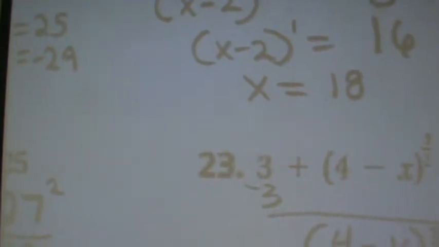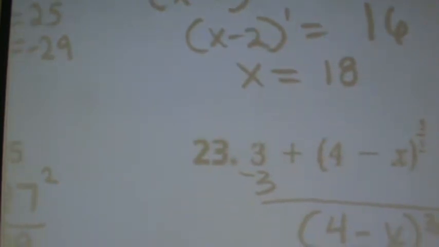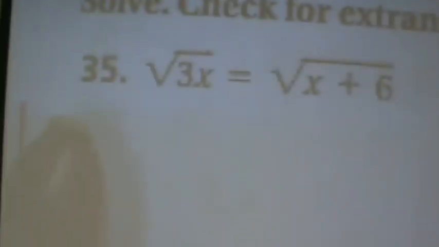Now, I'm going to skip 26, 27, 28, 32. I'm going to skip those 6. I want to go to the back side. Okay, 35. How do you solve 35? We did 35, but not on camera. True. How do we do 35?